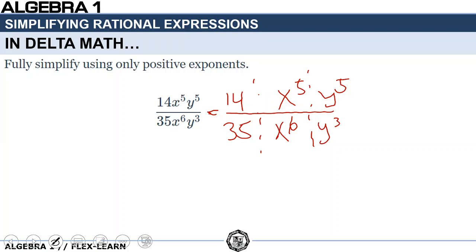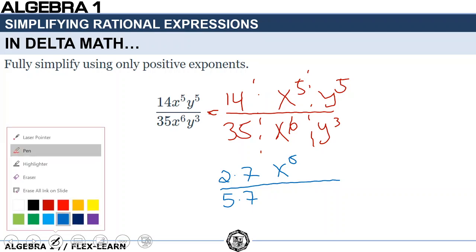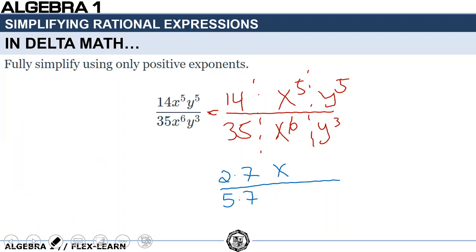All right, and let's just kind of start examining now what's going on. So 14 and 35, the greatest common factor of those two numbers is 7. So I can rewrite 14 as 2 times 7, all that divided by 35, which is 5 times 7. And then you have the x to the 5th, all that divided by x to the 6th. And then you have y to the 5th divided by y to the 3rd.